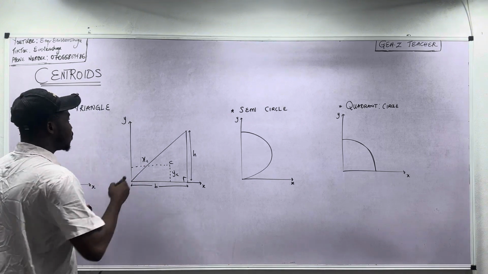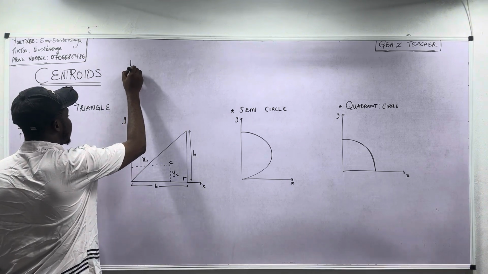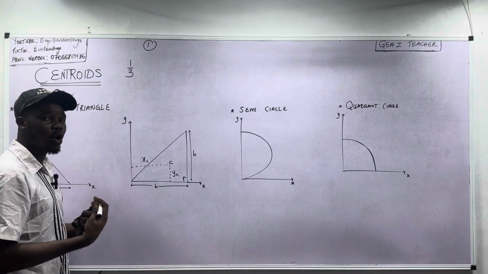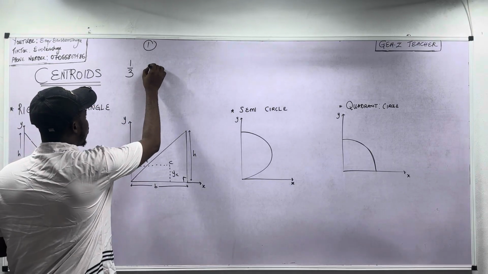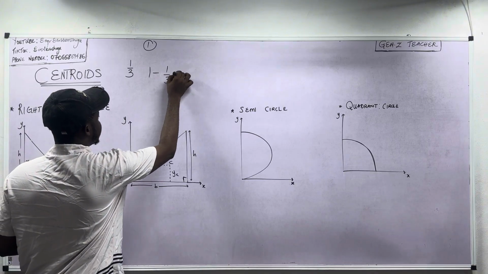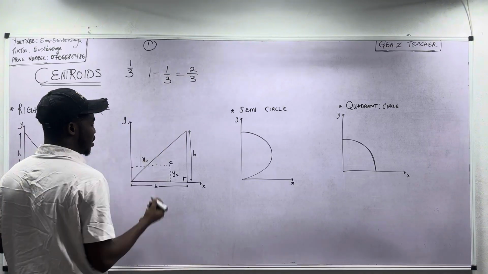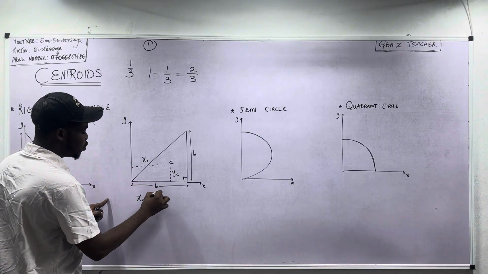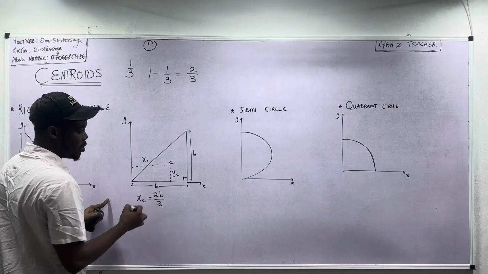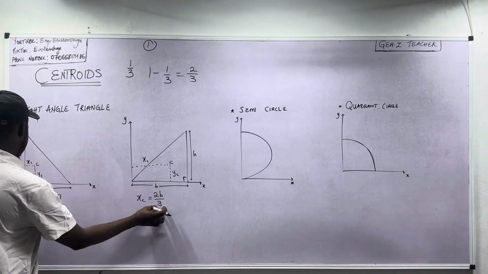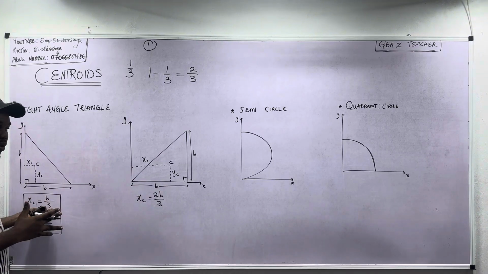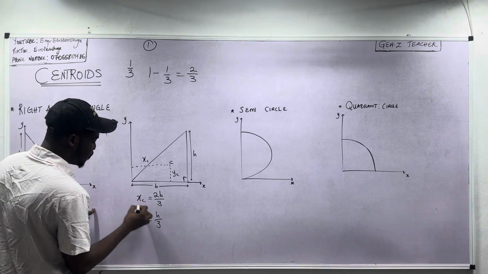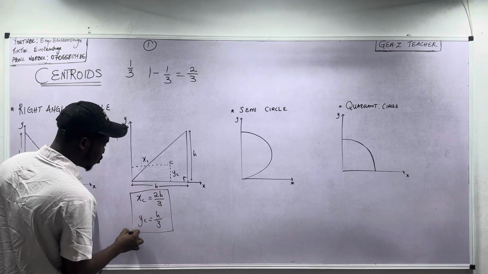Remember, in fractions, if you have 1 over 3 and a total of 1, for example, how do you get the other part of the fraction? I'll just do 1 minus 1 over 3. That should give you 2 over 3. So in this kind of diagram, the x-centroid should now be 2 times the base over 3, because if you add this and this, you get the full base. And the y-centroid remains the height over 3. So this is for this case of a triangle.